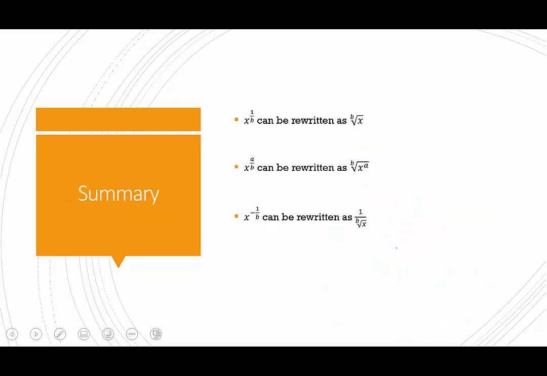Just to summarize what we did here, so x to the 1 over b can be rewritten as the b root of x. X to the a over b can be rewritten as the b root of x to the a. X to the negative 1 over b could be rewritten as 1 over the b root of x. And of course, if we had an a up there, we would just say x to the a.